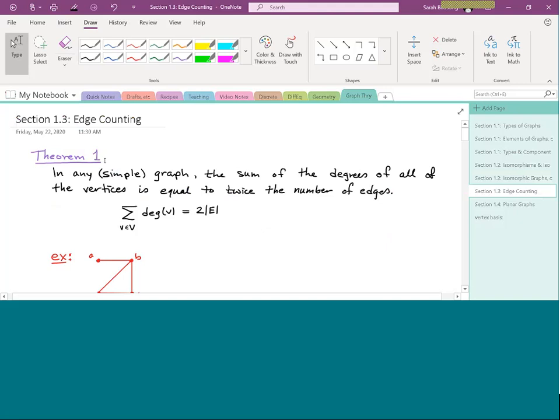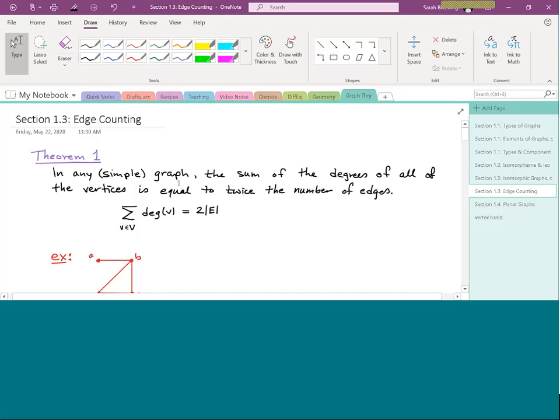Don't bother trying to memorize the name unless you actually want to say something like theorem 1 from section 1.3. Having a cheat sheet somewhere that says, I need to find this in this location may just be sufficient. So as long as you're in a simple graph, this works. If you're in a directed graph or a multi-graph, a variant on this still works.